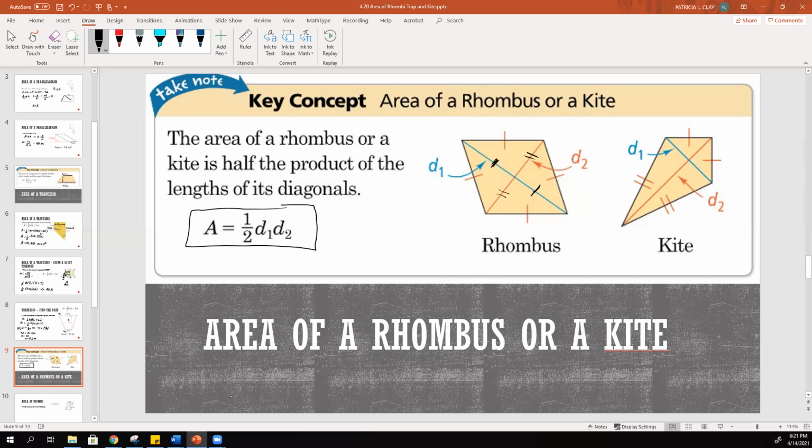Now, moving on to a kite. The diagonals are not congruent, and the sides are obviously not congruent, but these two are, and those two are, as we can tell from our tick marks, okay? And so we have this diagonal 2 times diagonal 1, all right? So let's do some examples.